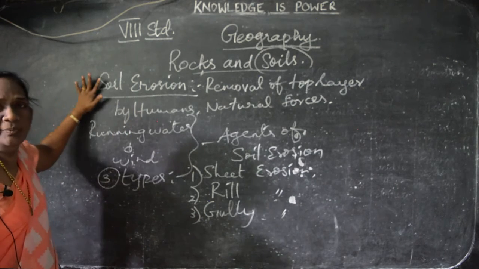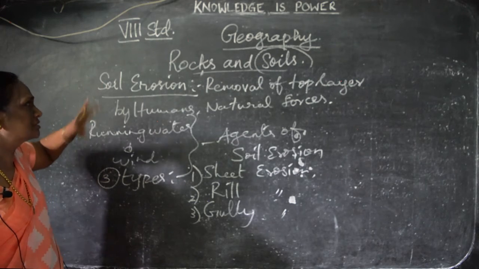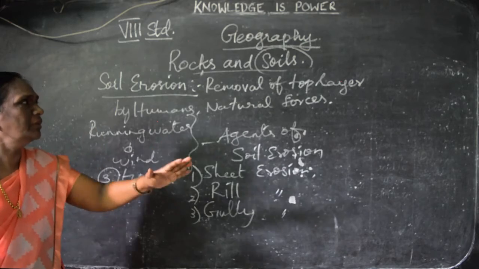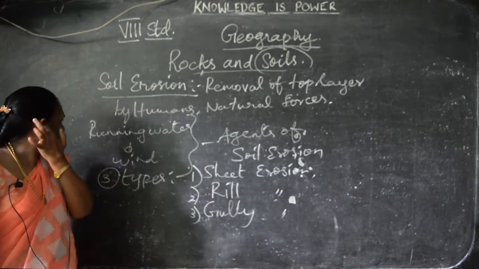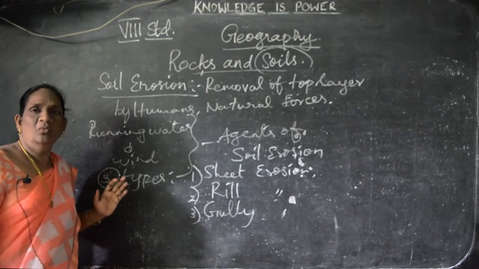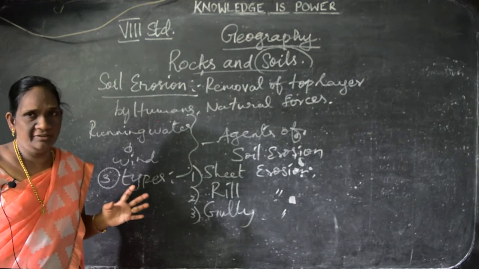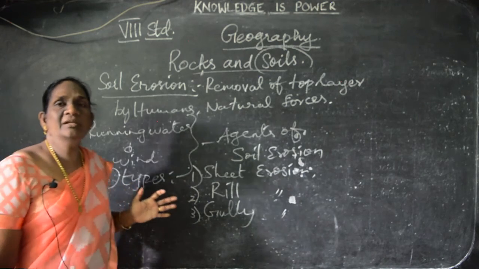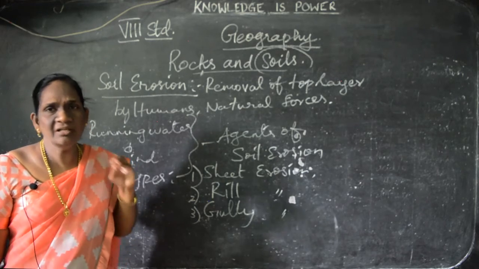Here this is very important, soil erosion. You have to understand first what is meant by soil erosion. Soil erosion is the removal of the top layer by humans and natural forces. Understand? And what are the agents of soil erosion? The running water and the wind. What happens when soil erosion occurs? The fertility of the soil, the goodness of the soil, will be lost. So the fertility of the soil will be affected because of soil erosion.